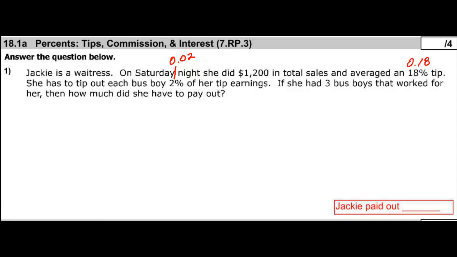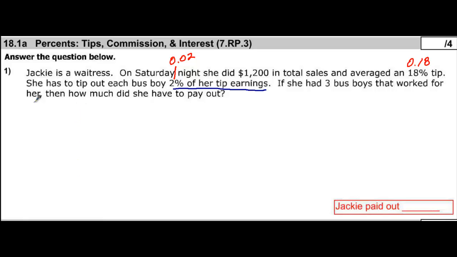Jackie's a waitress. On Saturday night, she did $1,200 in total sales and averaged an 18% tip. She had to tip each busboy 2% out of her tip earnings. So she's giving them 2% out of her tip earnings. If she had 3 busboys that worked for her, then how much did she have to pay out?